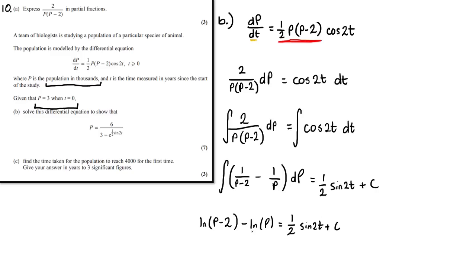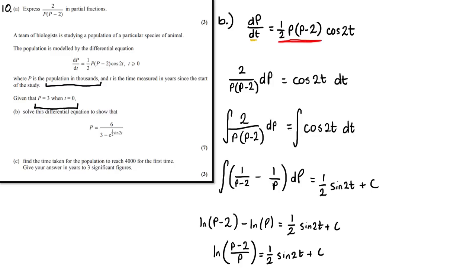Now, we've got two natural logarithms on the left-hand side. So they've got the same base. That base is the exponential function e. So what I can do is I can write that as a single natural logarithm. So I can write that as the natural logarithm of p minus 2 all over p, and that's equal to a half sine 2t plus c.